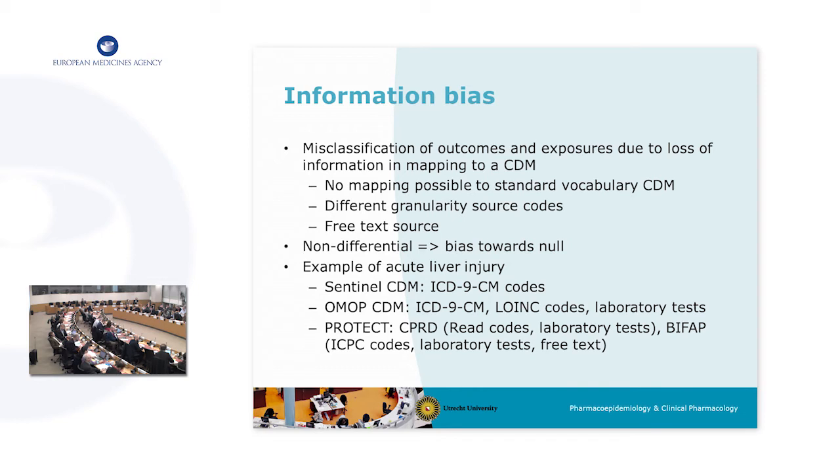And I would like to show some data on analyses that we've done in PROTECT on the outcome of acute liver injury, and in different initiatives such as the Sentinel initiative, where ICD-9 codes were used to identify acute liver injury cases, or also in the OMOP project, many studies have been done using different codes for acute liver injury. But in PROTECT, we used for two databases different codes, but also laboratory tests and also free text in the Spanish BIFAP general practitioner database. Next slide, please.